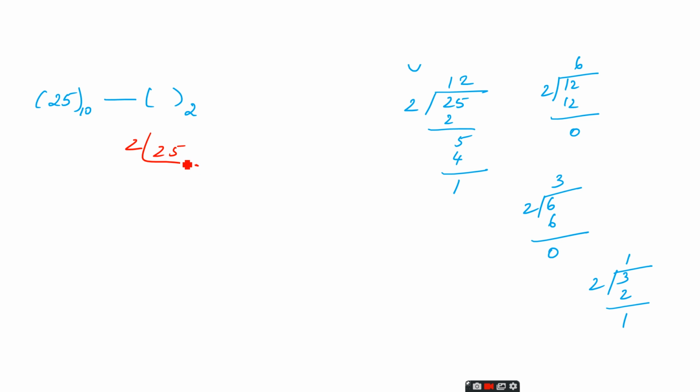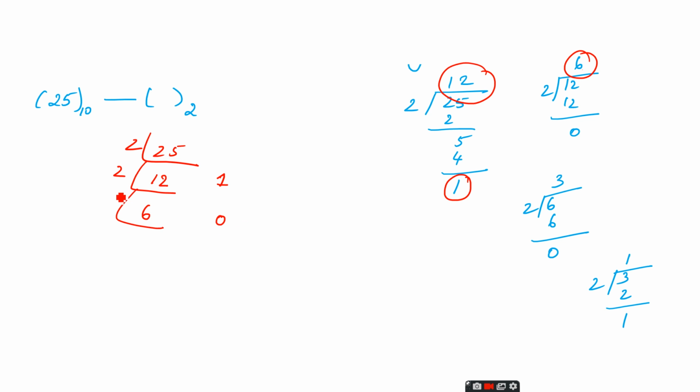When 25 is divided by 2, the quotient is 12. We have to write the quotient down here. After that, the remainder. The remainder is 1. We have to write the remainder on the side. Again, we have to divide 12 by 2. When 12 is divided by 2, the quotient is 6. We have to write the 6 here and the remainder 0 here.